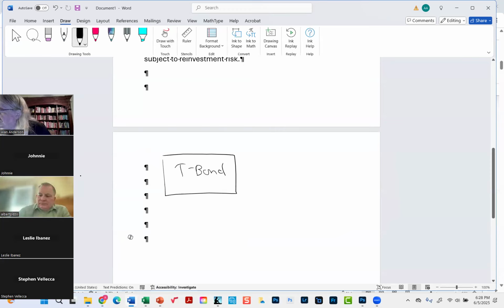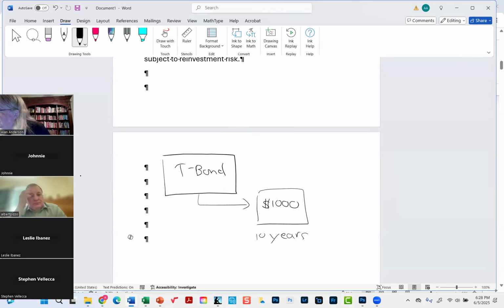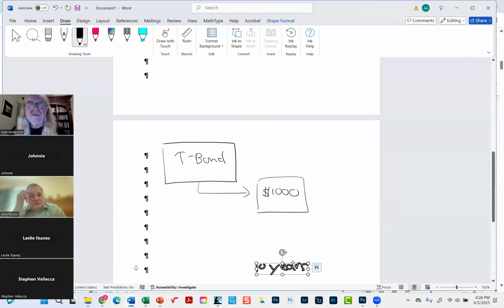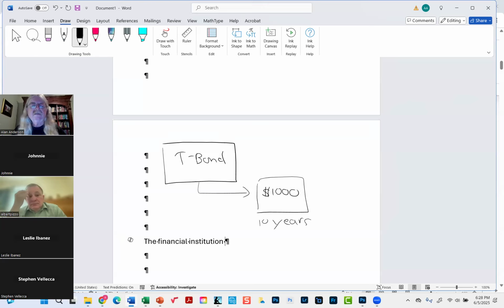And in 10 years, it's scheduled to make a coupon payment of $1,000, just to keep it simple. So the financial institution owns this treasury bond, and they know that in 10 years it's going to make a coupon payment of $1,000. So here's what they came up with. The financial institution can sell the rights to this coupon to an investor at a discounted price.